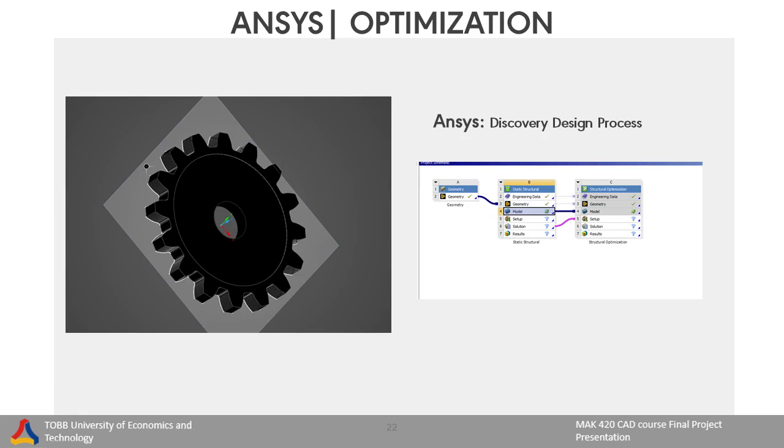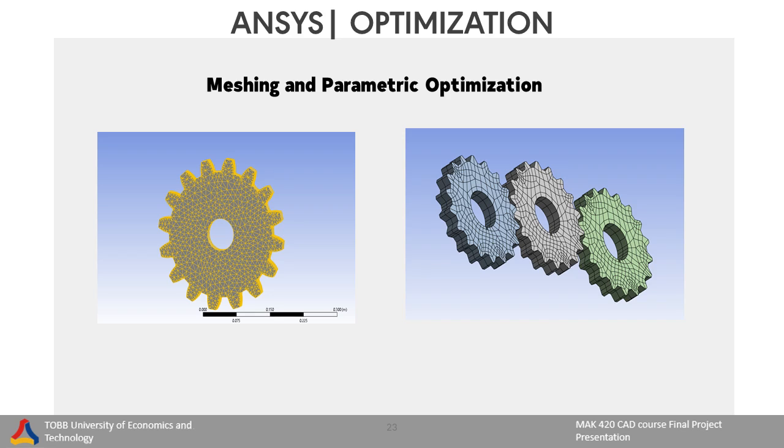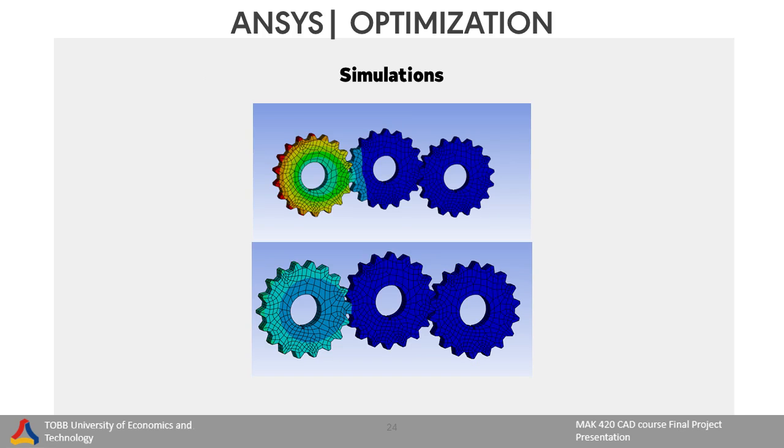In ANSYS, firstly a spur gear was created using ANSYS Discovery and SpaceClaim. After the design process, the gear was imported into ANSYS Workbench. In the Workbench, the created geometry was used with static structural and structural optimization tools. With the help of the given tools, calculations of structural analysis were made, and different results of movements of the geometry were inspected.